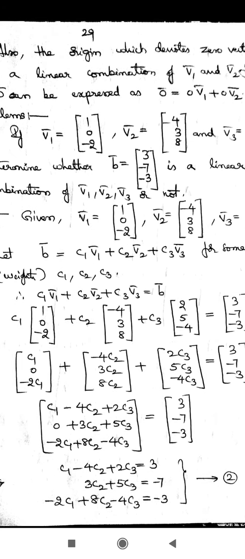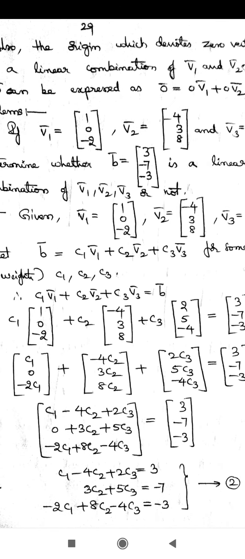And how can it happen? 0 bar can be expressed as 0 v1 bar plus 0 v2 bar. This is the sum of scalar multiples of v1 bar and v2 bar, so it can be treated as a linear combination of v1 bar and v2 bar, and that is nothing but equal to the 0 vector 0 bar. So this is all about the concept of linear combination.